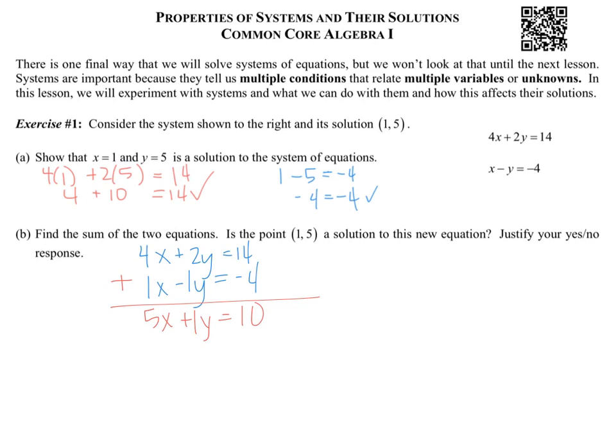So now we're going to plug in 1 for x and 5 for y and see if it's true. So 5 times 1 plus 1 times 5, does it equal 10? Well, 5 plus 5, does that equal 10? Yes, it does.